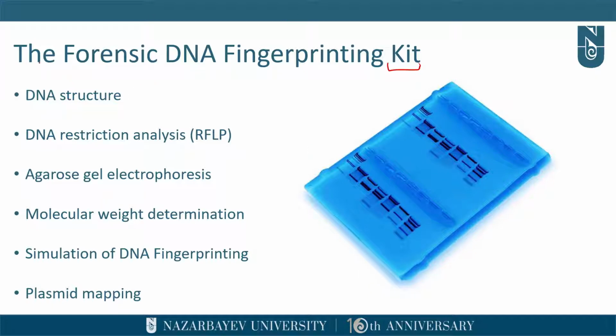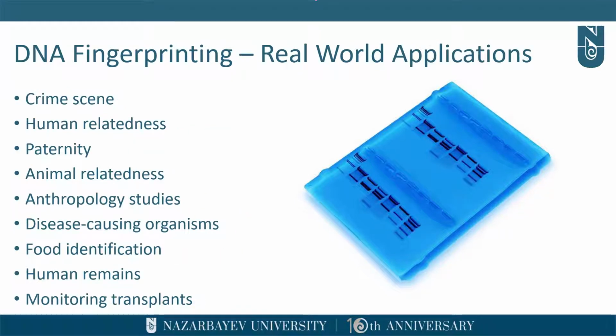So first of all, to understand the lab, we'll need to talk about the DNA structure, then the restriction analysis. After that, we're going to talk about the agarose gel electrophoresis, how the molecular weight is determined according to the samples that we obtain at the end of the gel electrophoresis. Of course, the practical part is the simulation of DNA fingerprinting, and also we will need to talk about the plasmid mapping.